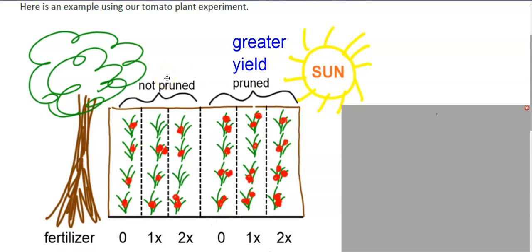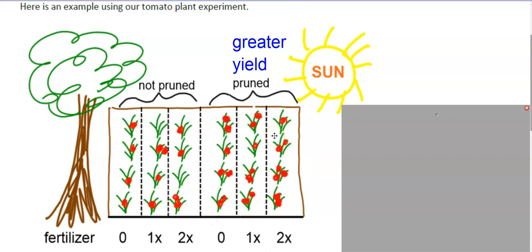Now let's say the three treatment groups that were planted over on this side of the plot were the three groups that were not pruned and had either 0 or 1 time fertilized or 2 times fertilized. And this group were the ones that were pruned with the different amounts of fertilizer. And let's say you can tell by the tomatoes that I drew in here that this plot of land had on average more tomatoes than these three groups did.